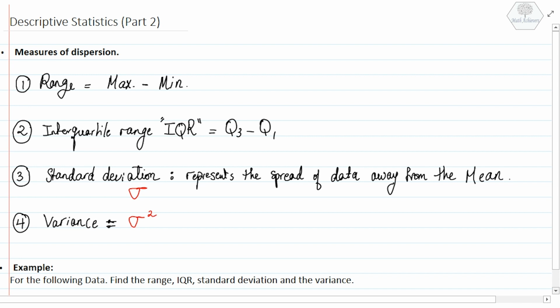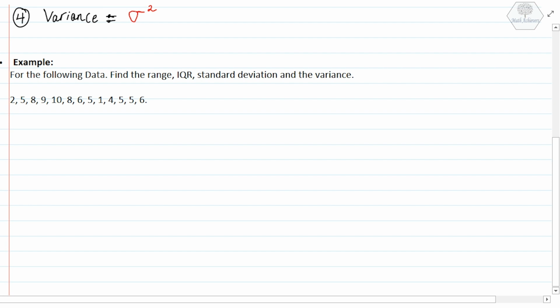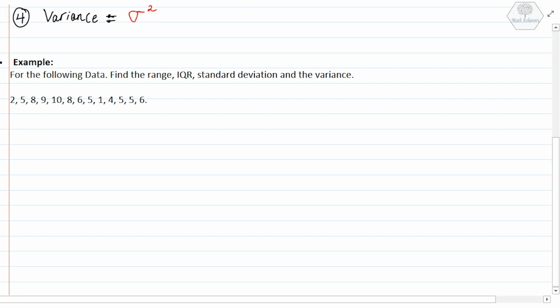Now, let's have an example. For the following data, find the range, IQR, standard deviation, and the variance. Let's start by finding out the range. So part 1, I want to find the range. Simply equal to the maximum value minus the minimum value. The maximum value is 10 and the minimum value in our case is 1. So it's 10 minus 1, which is equal to 9.